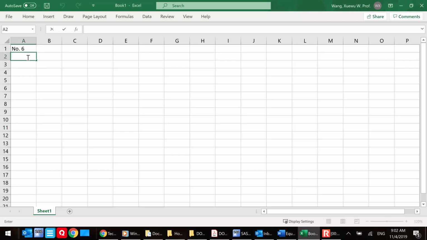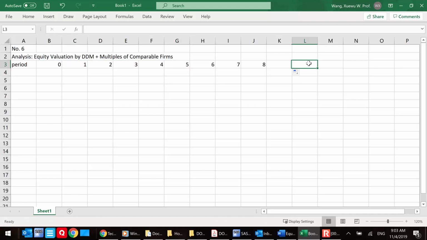So the analysis here is equity valuation by the dividend discount model and multiples of comparable firms. We are going to combine these two approaches and produce the stock price in 5 years versus the stock price today. So I'm going to build a timeline here, and I'm going to have at least 5 periods, but I can have more. This is an infinite timeline.